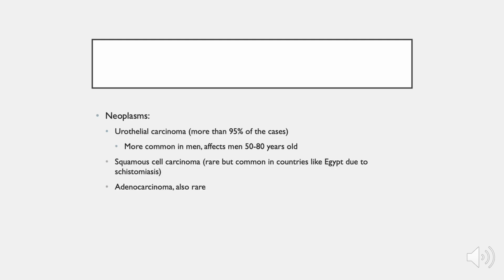The most common neoplasm of the urinary bladder is urothelial carcinoma. It's more common in men. It affects men between the ages of 50 to 80, rarely before that. Squamous cell carcinoma is a rare tumor to affect the bladder, although it's more common in Egypt due to the prevalence of infection by schistosomiasis. Adenocarcinoma is also rare, but it can also affect the urinary bladder.